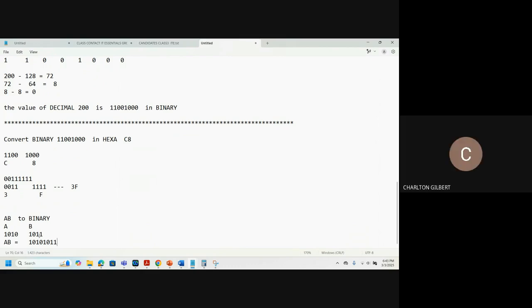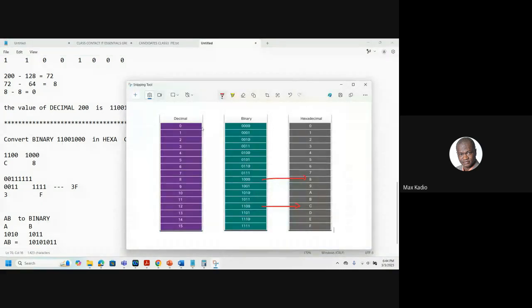Mr. Mac, should we be knowing that table off by heart? Yes. It's very simple. That's why I say decimal starts with 0, 1, 2, 3, 4 until 15. So this one is easy now. Hexadecimal is 0 to 9, then A, B, C, D, E, F. So hexadecimal also is very easy.